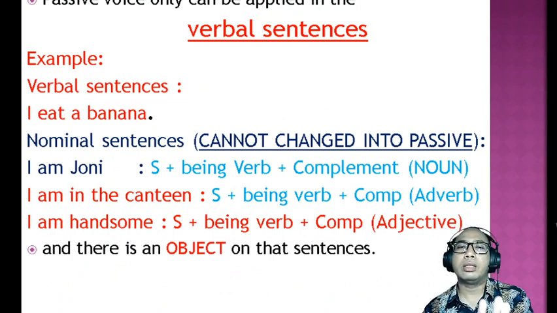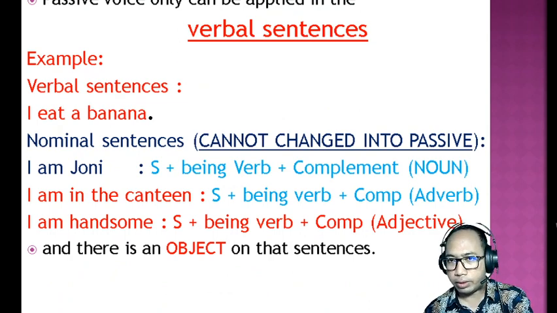Okay, the requirements, syarat-syarat dasar untuk kalimat passive. Passive voice can only be applied in the verbal sentence. Kalimat pasif hanya bisa dipakai pada kalimat verbal. Example of a verbal sentence: I eat a banana. I is the subject, eat is verbal, doing something, the subject does something toward the object, a banana. And the second one, the sentence should be not only verbal but also transitive, having an object, so we can make it into passive.